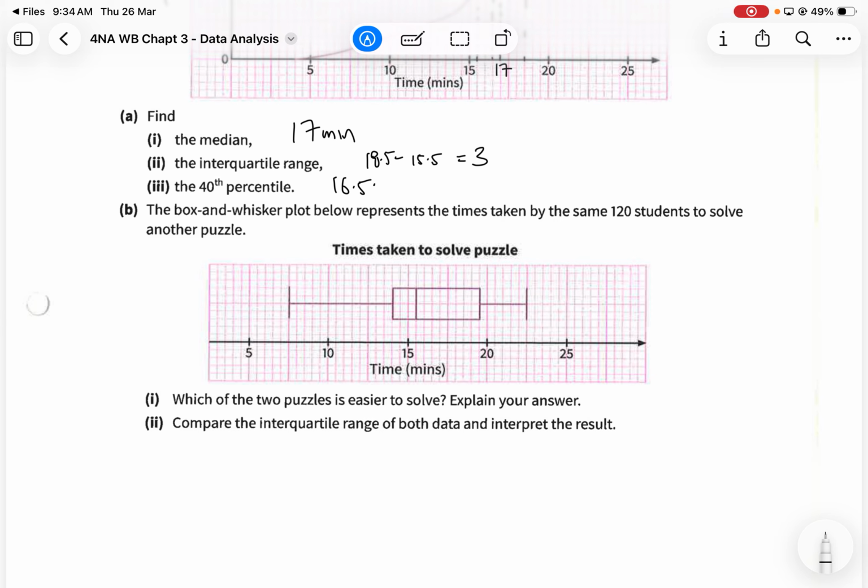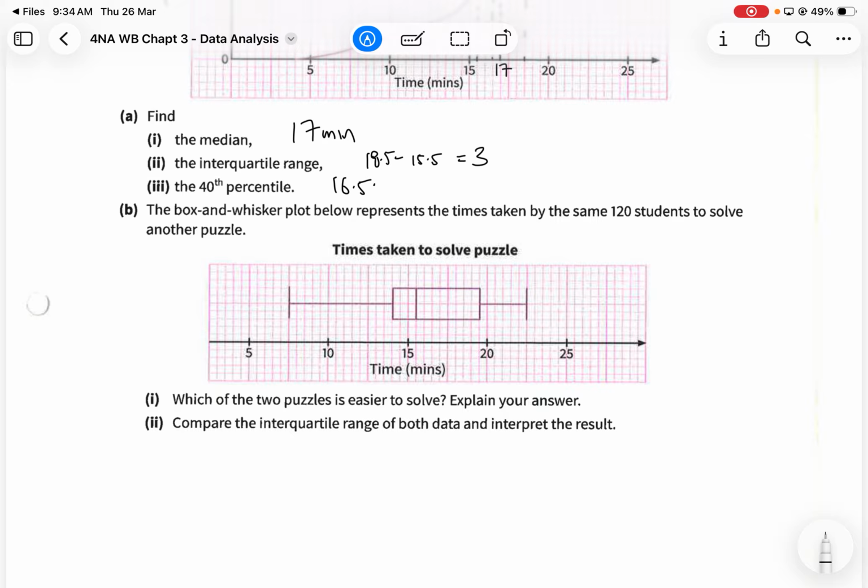We want to compare the average time that they take to solve the puzzle. Because if a puzzle is easier, they will take shorter time. But 120 people compared to 120 people, so I cannot compare individually. So I have to take the middle. I compare the middle time that they took, or the average time that the 120 people took.